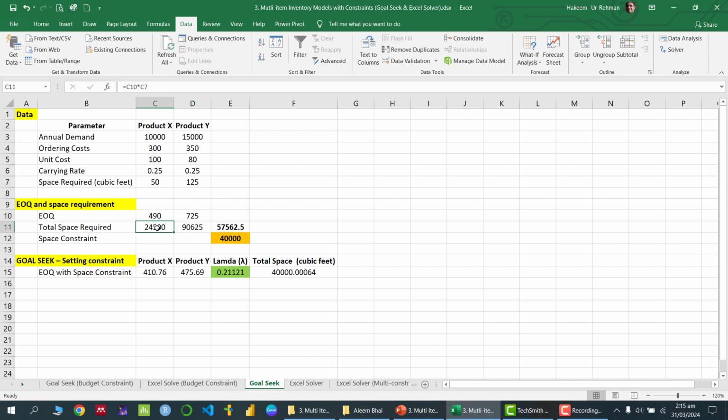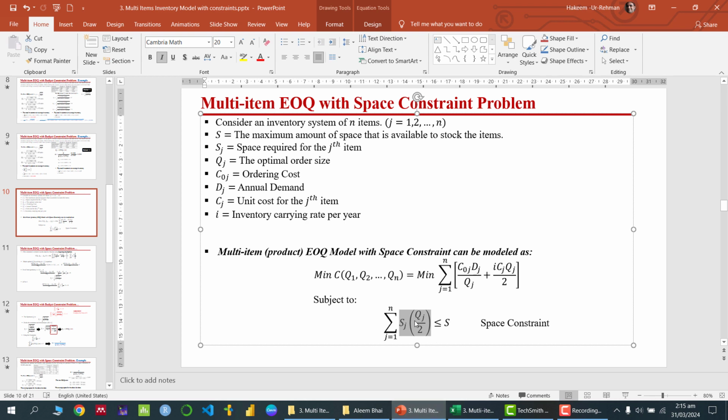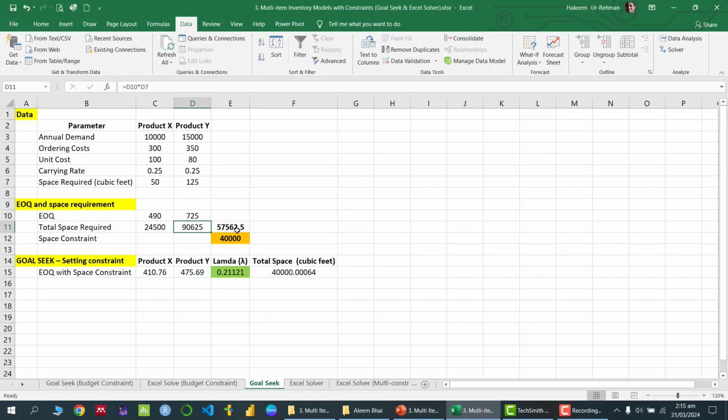So based on this, we are simply multiplying this one by this 50, and this 125 by this, and we will get this one. Because we need to find the average, which is divided by 2. So that's why we are taking the sum of this one and dividing by 2, and we get this one.